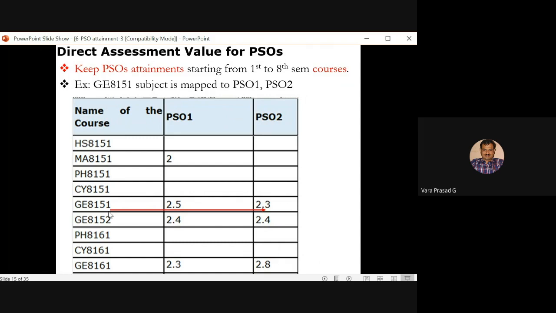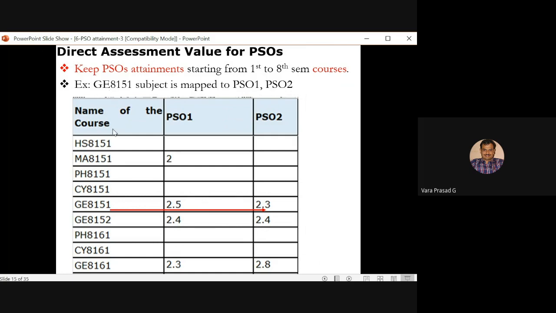Due to space constraints, I have taken only 9 subjects. Probably in your curriculum, you may have more than 60 or maybe 70 subjects. For understanding purposes, I've just taken 9 subjects here. Now, as a program coordinator or HOD, you have to keep all these subjects first, starting from the first semester to the 8th semester. In an engineering program, you have 8 semesters, so you just put all the subjects here.